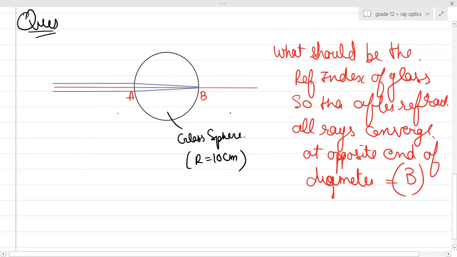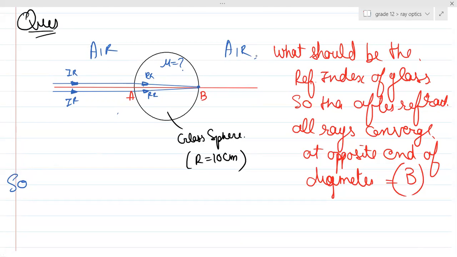Chalo, try to do the question. So these are the parallel incident rays on one of the surfaces, and you want the refracted rays to converge at point B on the opposite end of the diameter. This is what you want. So for that, what will be the value of mu? That is what you need to calculate. See, basically, you need to just analyze the data.